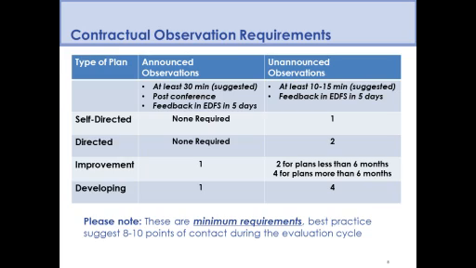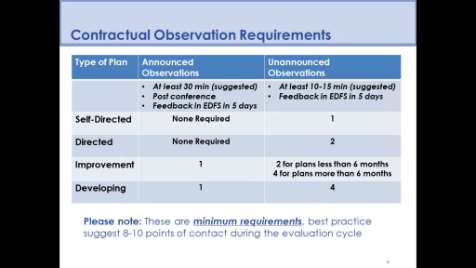In the contract, there are observation requirements. There are 2 types of observations specified in the contract: announced observations and unannounced observations. Announced observations are suggested to last at least 30 minutes and include a post-conference and feedback in the EDFS within 5 school days. Unannounced observations are suggested to last at least 10 to 15 minutes and also require feedback in the EDFS within 5 school days.